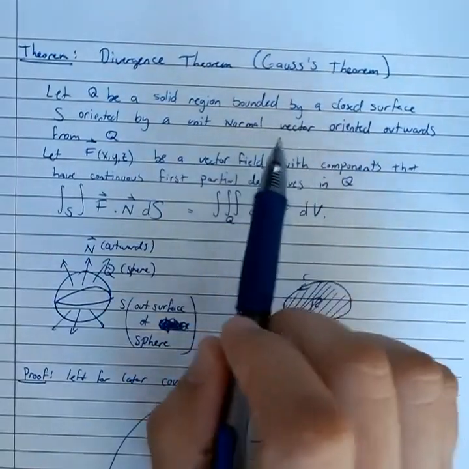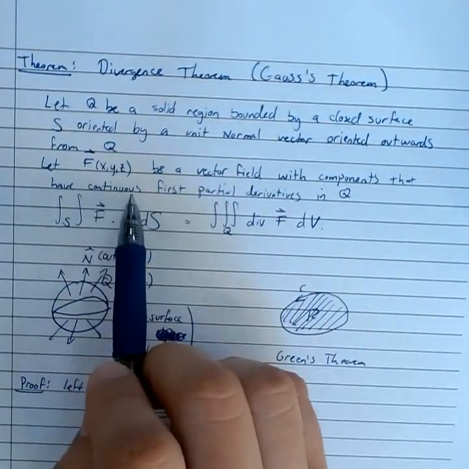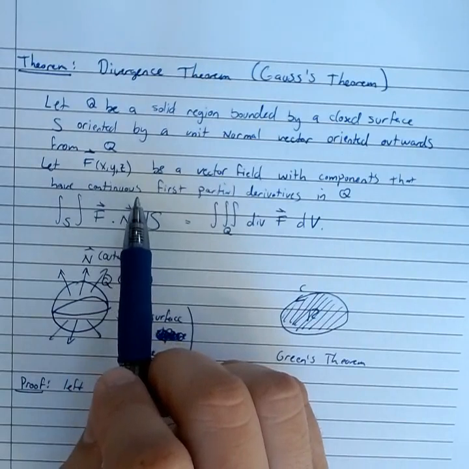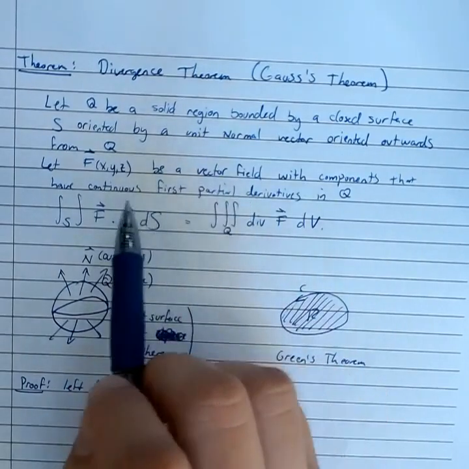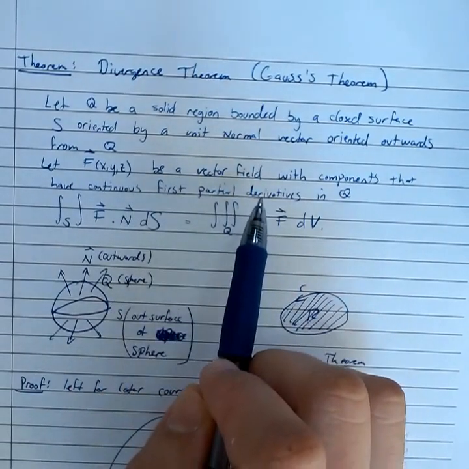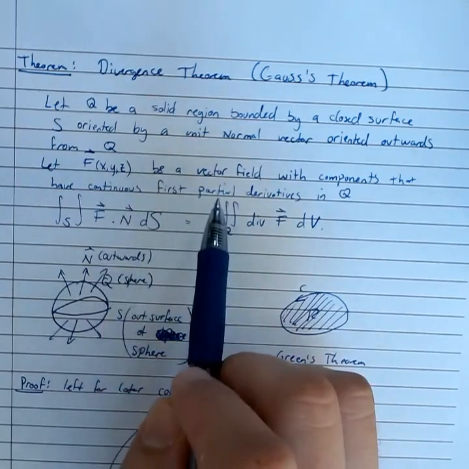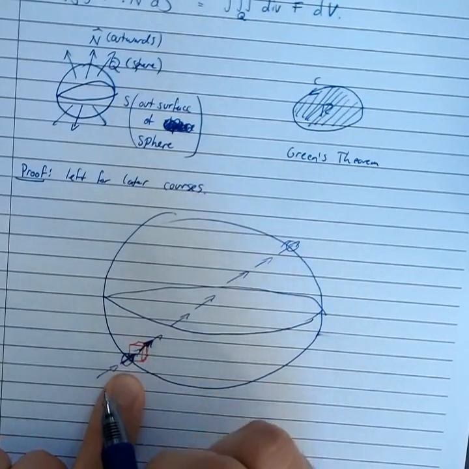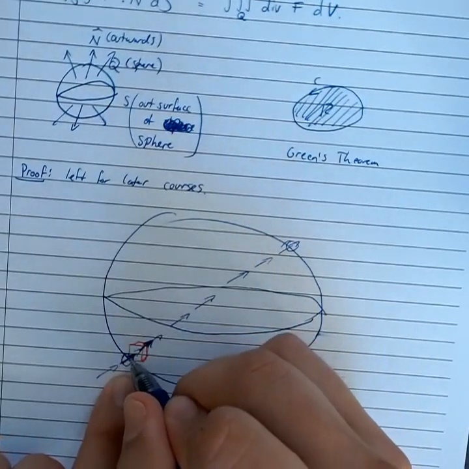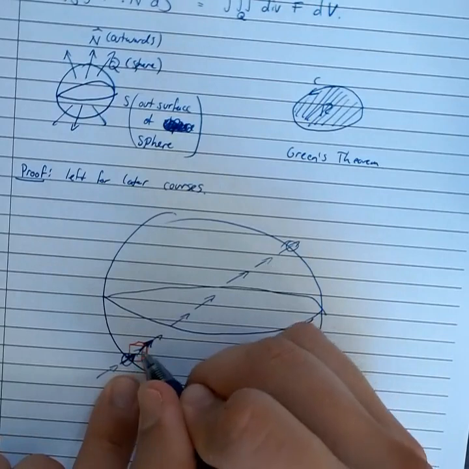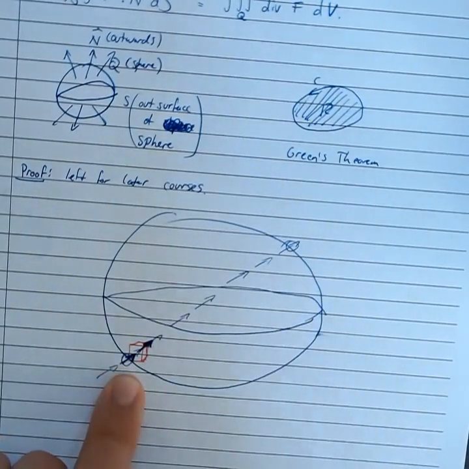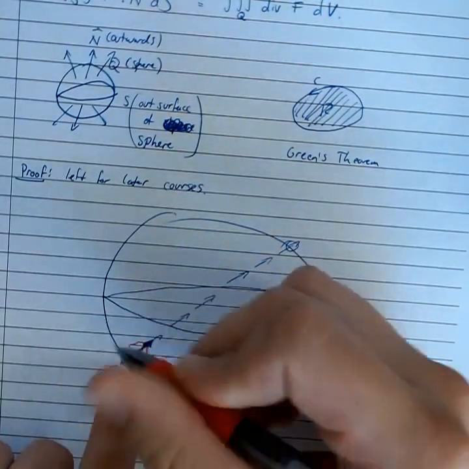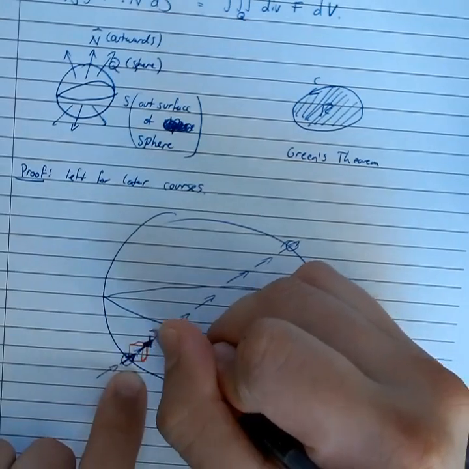That's why we need this vector field to have components that have continuous first partial derivatives. If the first partial derivatives are continuous, then the function is also continuous, and you don't have massive changes over small distances. So here, whatever happens to the flow rate going in is roughly the same thing as the flow rate coming out. You say, okay, so what? Well, I could keep doing that.